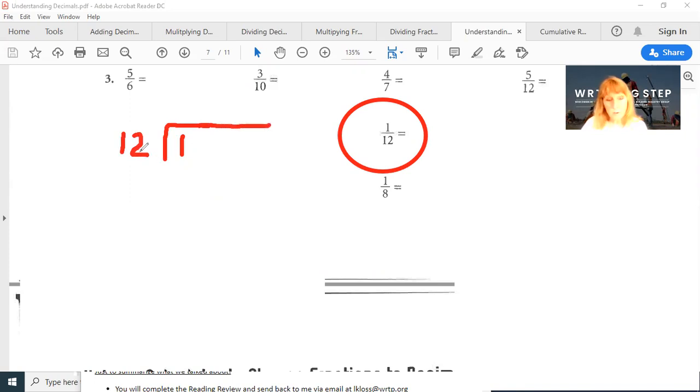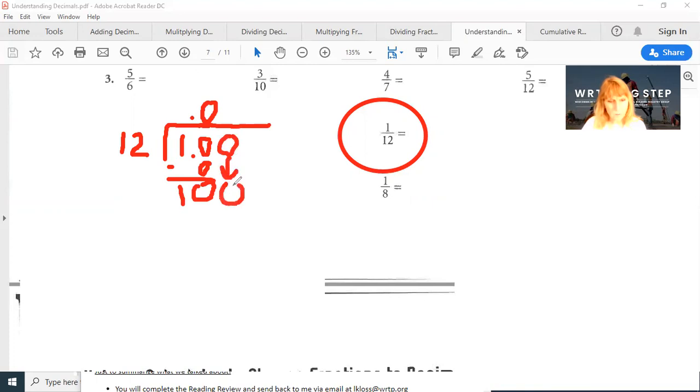How many 12s go into 1? None. So I put a 0.0. This one's a good one to do because you have to do a little something extra. How many 12s go into 10? Well, 0, right? So we have to put the 0 in there this time. 12 times 0 is 0. And then we subtract. 10 minus 0 is 10. And I'm going to add my 0. And I'm going to bring it down.